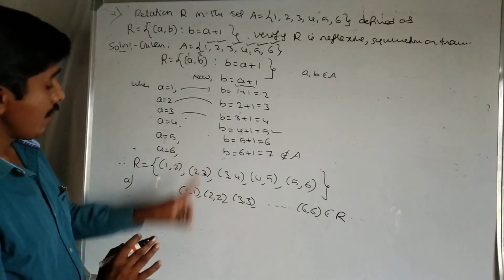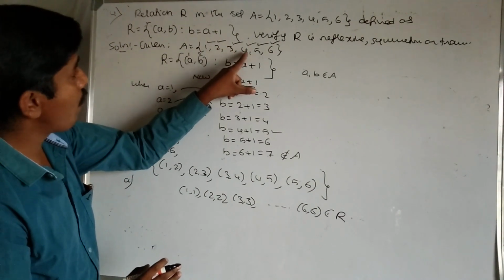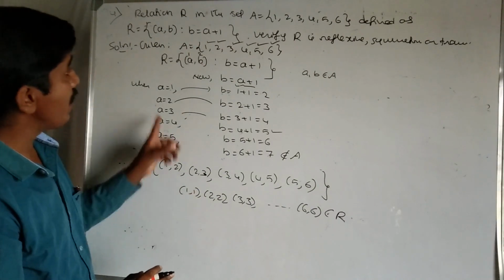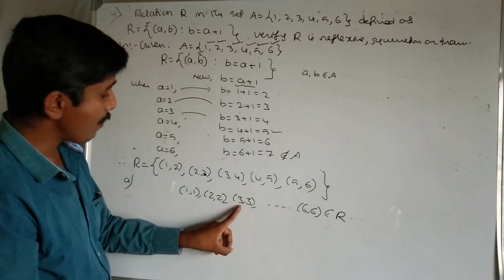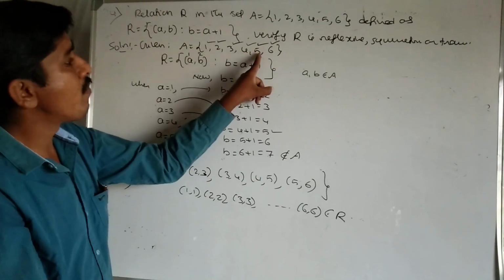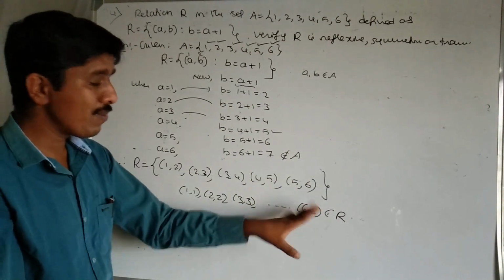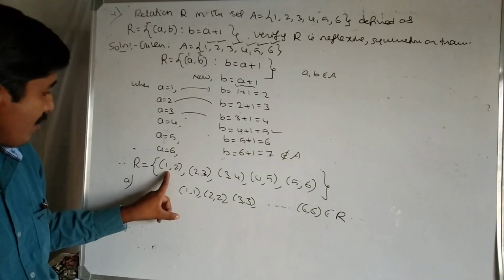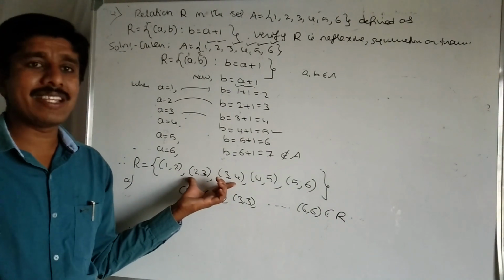Correct. Here 1, 2, 3, 4, 5, 6 belong to set A. 1 belongs to set A, (1, 1) belongs to the relation. 2 belongs to set A, (2, 2) belongs to the relation. 3 belongs to set A, (3, 3) belongs to the relation. Next, 4 belongs to set A, (4, 4) belongs to the relation. 5 belongs to set A, (5, 5) belongs to the relation. 6 belongs to set A, (6, 6) belongs to the relation, which means it is reflexive. Do these 6 elements belong to the relation or not? If all the 6 elements belong to the relation, it is reflexive.